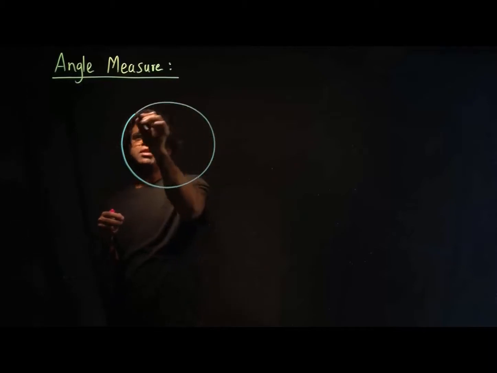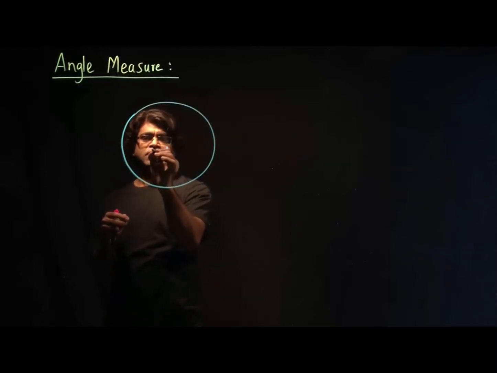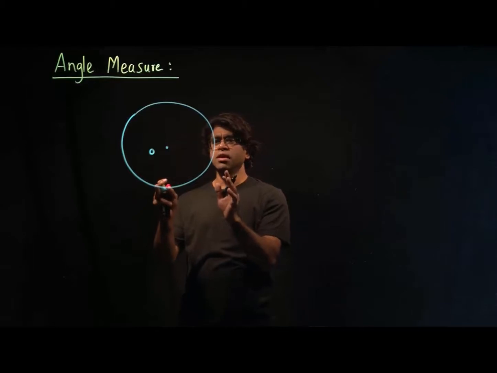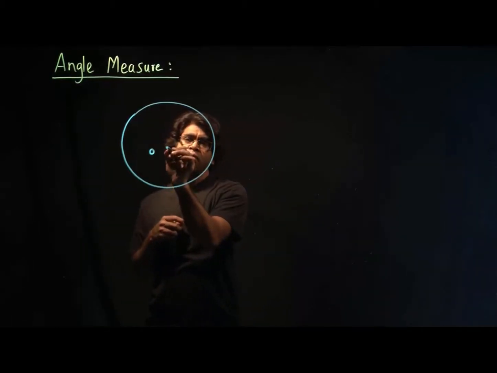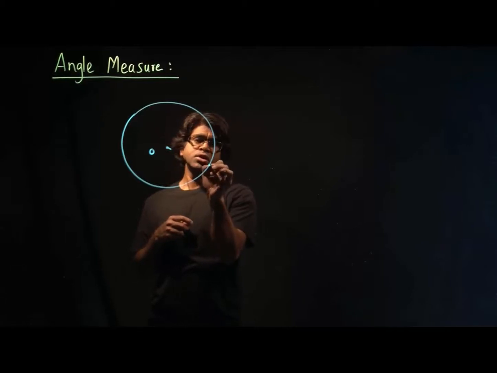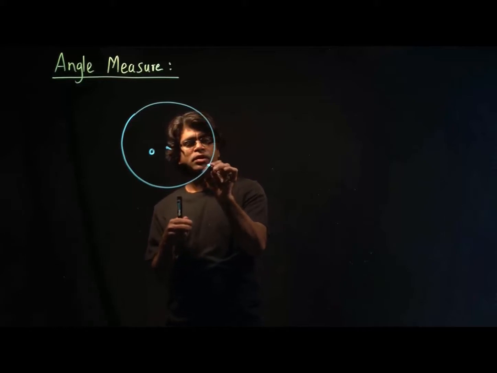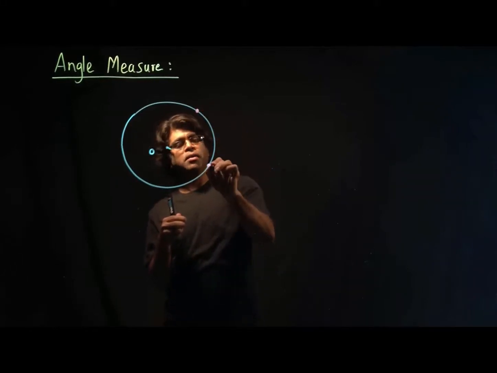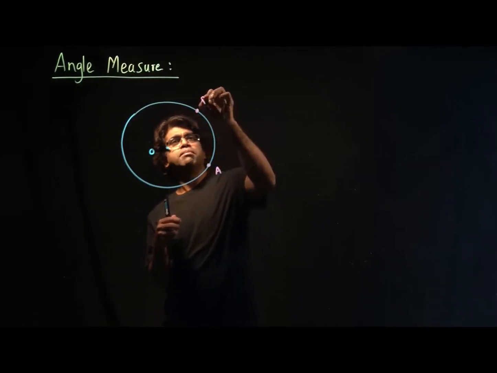So as you can see, this is my circle with center O. And what I'm going to do is consider 2 points. Let me change the color so that you can see. So I'm going to consider 2 points. This point is my A and this point is my B.